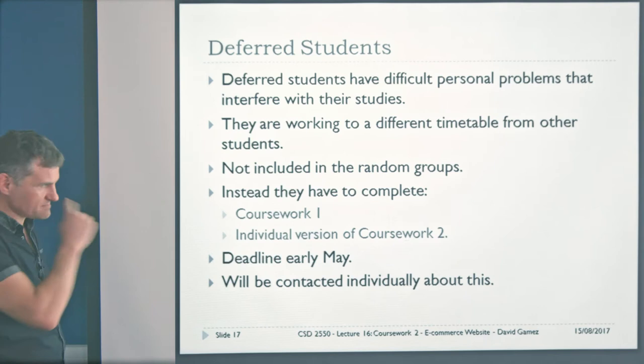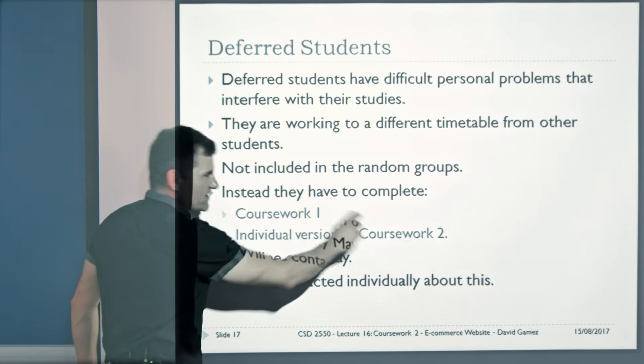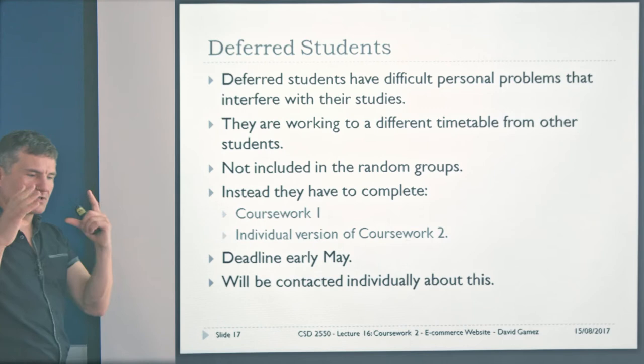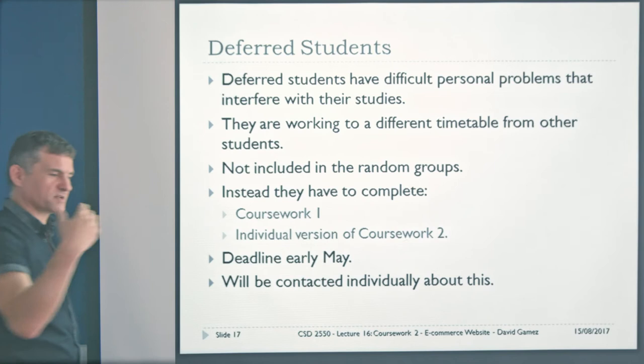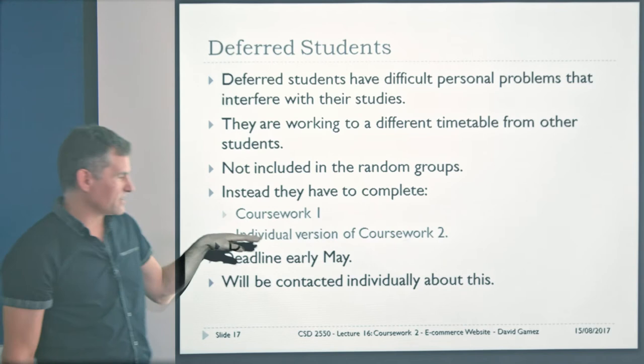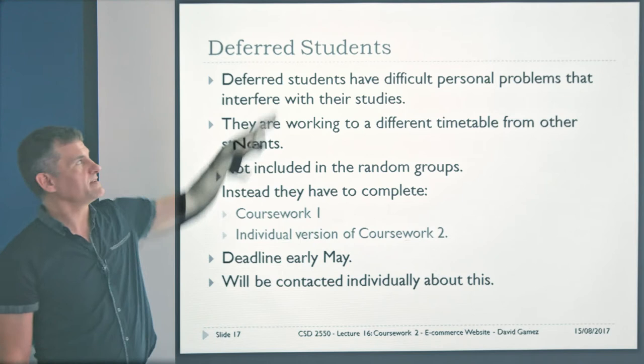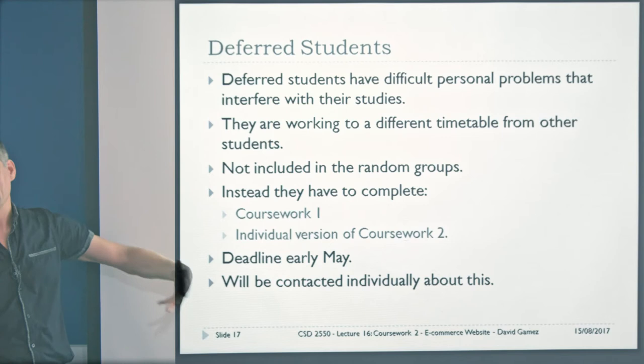And then there'll be an individual version of coursework two. Most people will be allocated into these random groups, but people who are not on the same timetable can't work together in a group with people who have different deadlines, right? So you just have to do an individual version of coursework two, which is a bit easier. I've taken out some of the hard bits, made it a bit easier so that an individual person can complete it on their own. And there'll be a deadline in early May for that. So if you end up being a deferred student, talk to me or your module leader about this, and we'll sort it out and give you an individual version of coursework two.